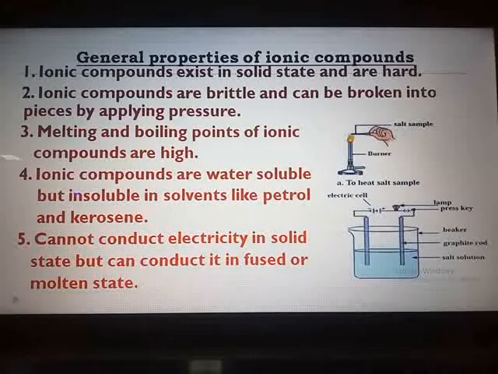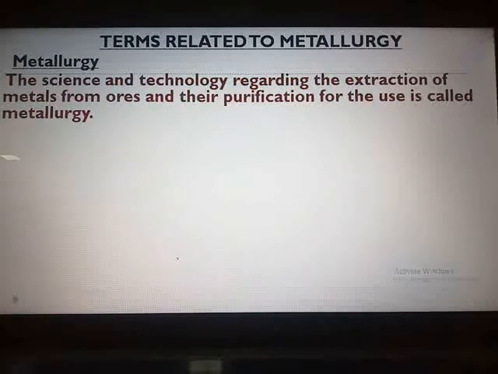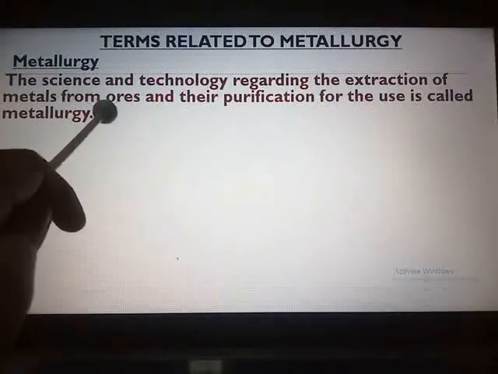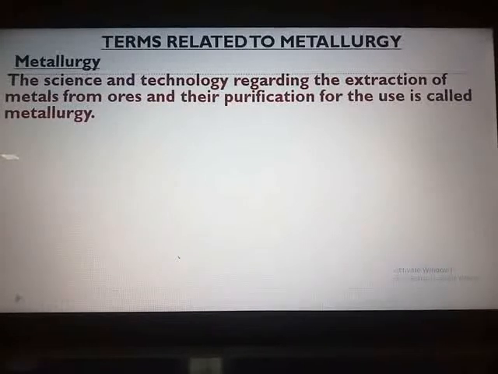Now, in today's topic, we are going to begin the very important topic metallurgy. In the beginning, we are going to see the different terms related to metallurgy. What is meant by this term, metallurgy? It is the science and technology regarding the extraction of metals from ores and their purification for use, called metallurgy. Now in the initial part, you will find different definitions related to metallurgy.